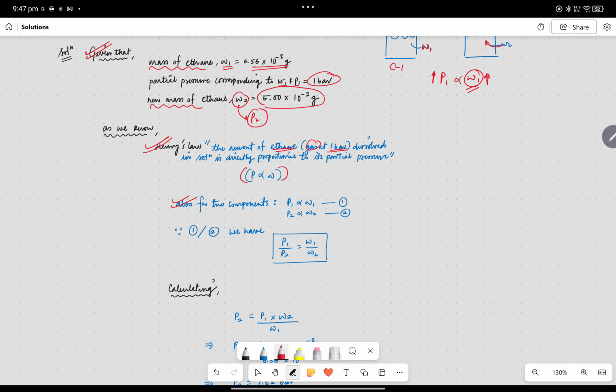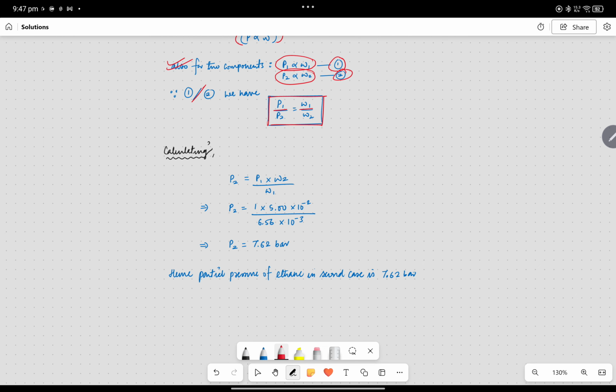So now using this formula, P1 is directly proportional to W1, equation 1, and P2 is directly proportional to W2, equation 2. By dividing them, you are going to get P1 by P2 is equal to W1 by W2. Once you do that, you have to just put in the values and calculate P2, and that is P1 into W2 by W1. Once you do that calculation, you are going to come to the value of 7.62 bar for P2. So the partial pressure in the second case of the system where the weight is W2 is P2, that is 7.62 bar.